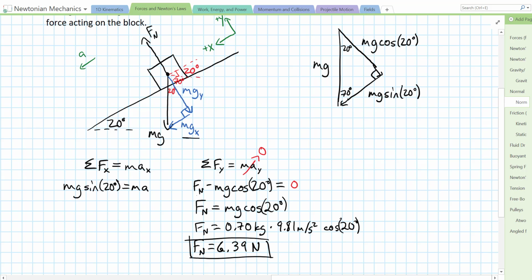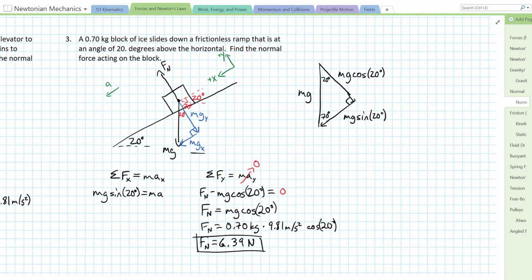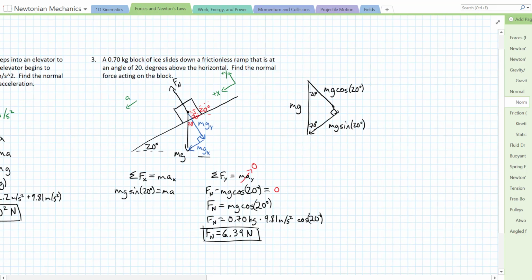Now, notice in this case we didn't actually need the Newton's law in the x direction because there was no reference to the normal force there. We didn't need that at all. All we needed was the y direction. However, if we wanted to solve for the acceleration, we could use the x direction to get that. It's just going to be g sine of 20 degrees. That's that. We break our vectors into components, we do Newton's second law, and we are good.